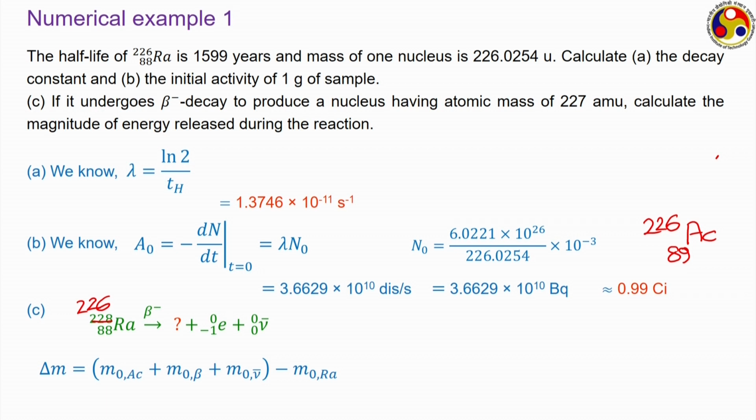Let us first calculate the total mass defect here. Let us go by the mass route. We can take either the energy point of view or the mass point of view. We are taking the mass point of view. So, total mass defect here is the mass of the product minus the mass of the reactants.